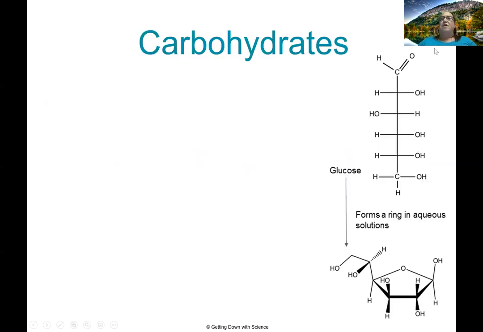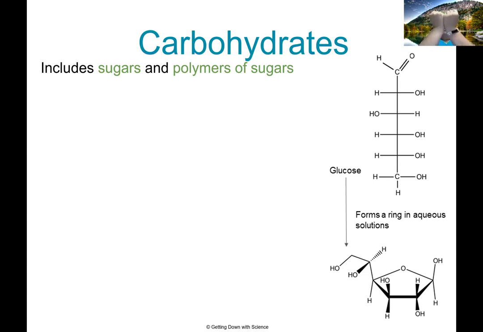So when we're thinking about our carbohydrates, this is going to be sugars and polymers of sugars. So sugars and things that are made out of sugar. Remember we said that polymers are when we take several individual units and put them all together into a bigger molecule. So that's sugars and polymers of sugars.